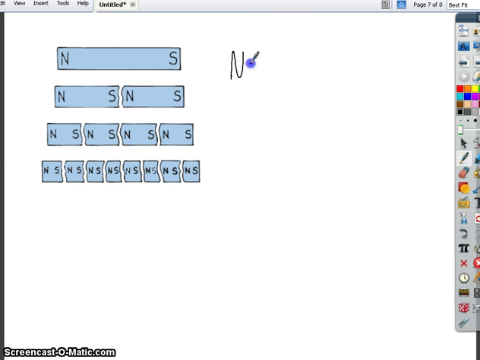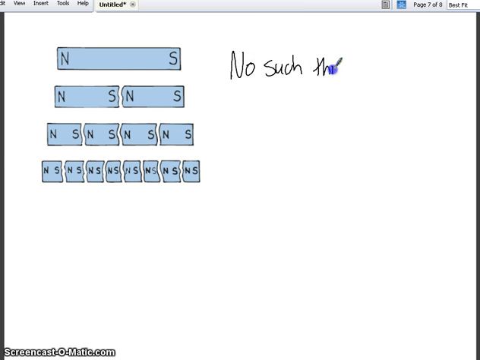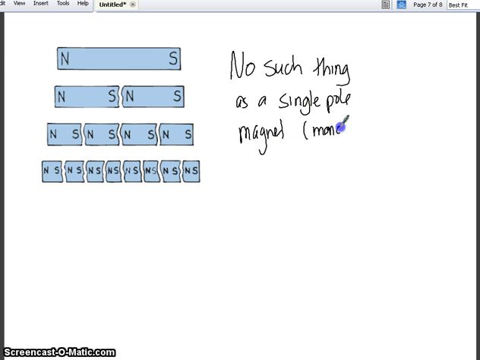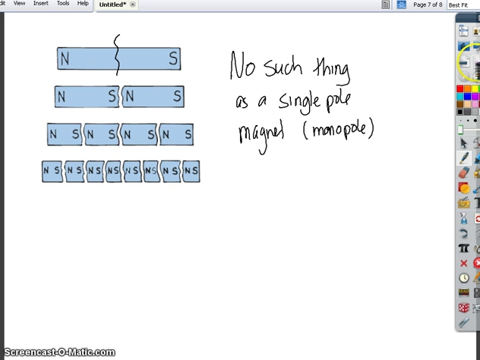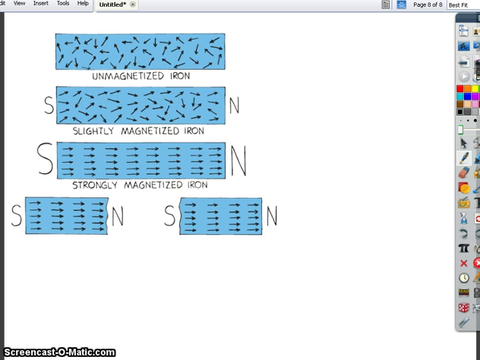There's no such thing as a single pole magnet, or a monopole, at least not in this basic physics course. I'm not sure about advanced theoretical physicists in universities, but for AP Physics, there's no such thing as a single pole magnet. If you break a bar magnet in half, you will have a new north and south, north and south. It doesn't matter how many times you split it in half, you're always going to have a north and south pole combined with one another. And we can see that from maybe this picture right here.